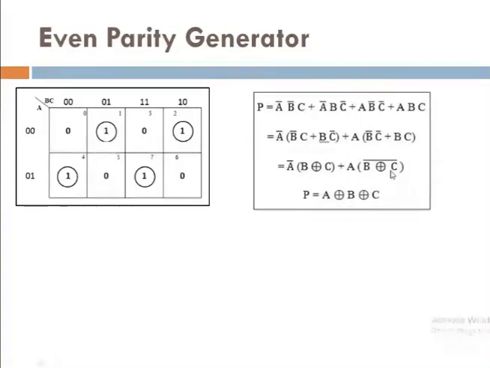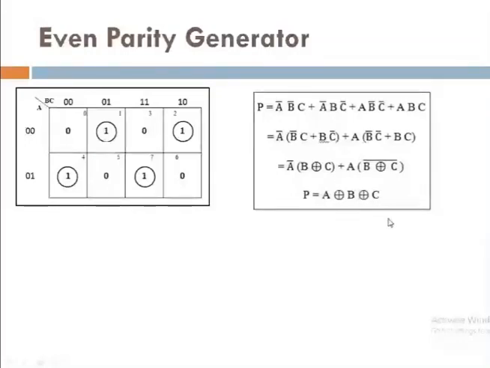Now observe these terms. Consider A as x and this bracket term as y. So here x bar into y plus x into y bar. Again it is similar to your XOR gate. So we can say x XOR y. Here x is nothing but A and y is nothing but B XOR C. So in this way our final equation is A XOR B XOR C.